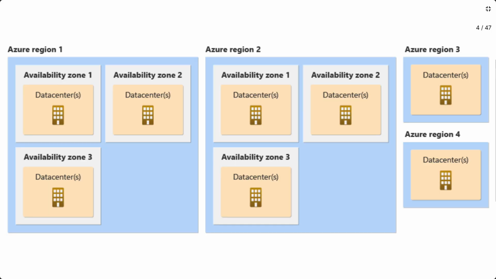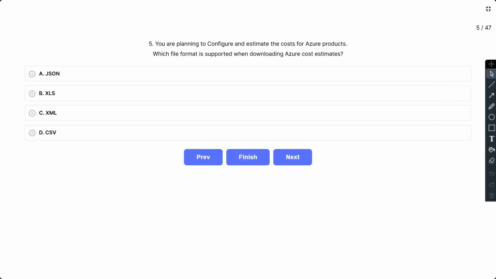So availability zones are physically separate locations with their own power, cooling, and networking within an Azure region that use availability sets to provide additional fault tolerance. Question number 5. You are planning to configure and estimate the cost for Azure products. Which file format is supported when downloading Azure cost estimates?